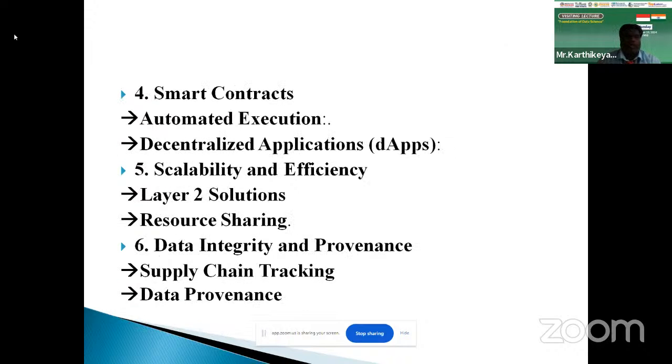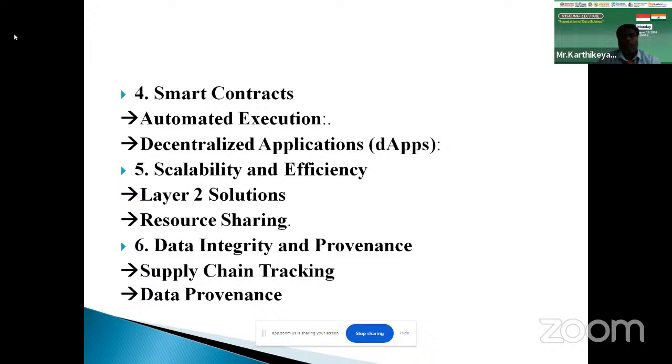And next one, smart contracts. These smart contracts have automated execution and decentralized applications. With automated execution, the smart contracts are self-executing contracts with the terms of the agreement directly written into the code. They automate processes and enforce rules without the need for intermediaries. And decentralized applications are nothing but contracts that provide decentralized services. These applications can range from financial services to supply chain management, gaming, and so on.